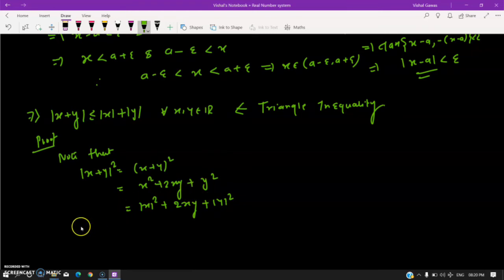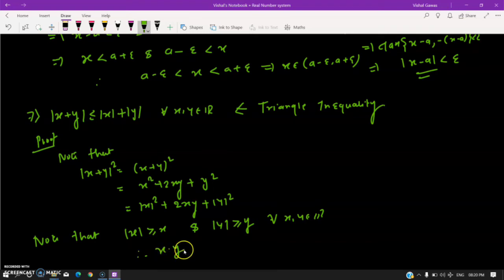Note that if I observe, modulus of x is always bigger than or equal to x, right? And modulus of y is also bigger than or equal to y for every x, y in R. Therefore, x into y would be less than or equal to modulus of x into modulus of y. Therefore, 2 times xy would be less than or equal to 2 times mod x mod y, right? So we just put it here.